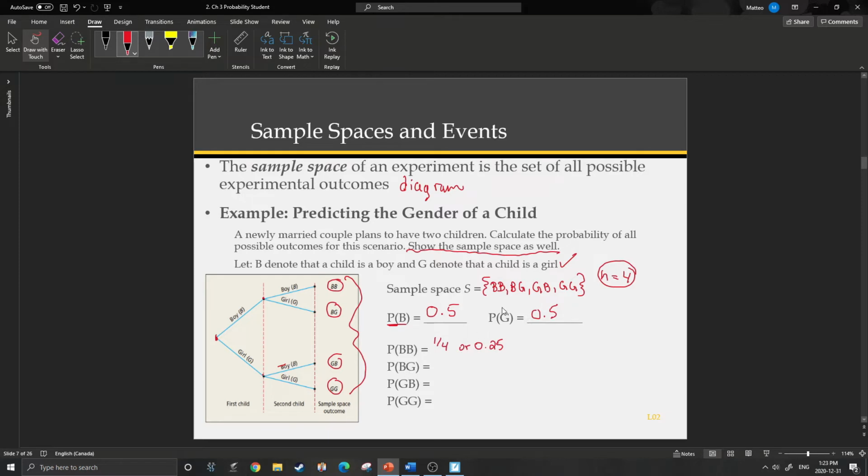What's the probability of having a boy-girl? Well, again, if you look at the sample space, there's only 1 out of 4 possible ways that can happen. Okay, what about girl-boy? Same thing. If you look at the sample space, it's a quarter. What about girl-girl? Again, it's a quarter.